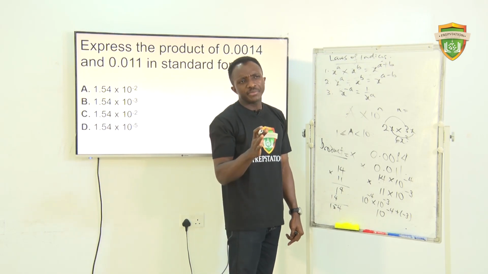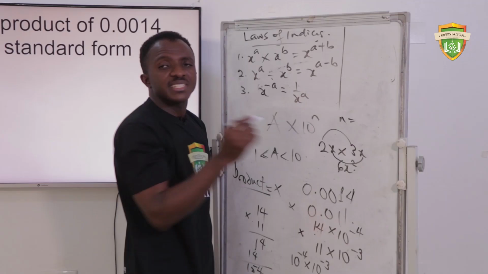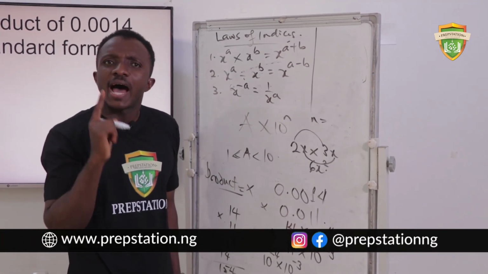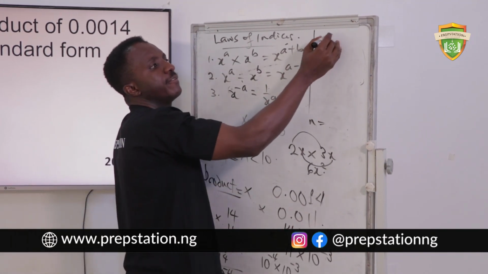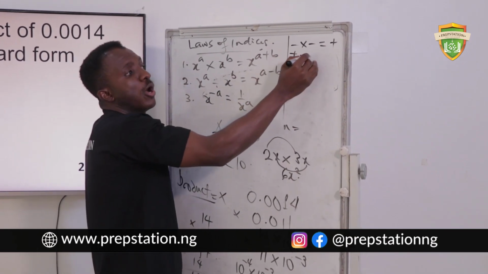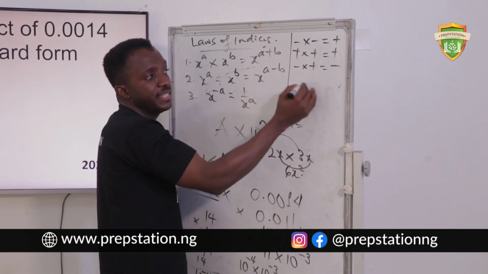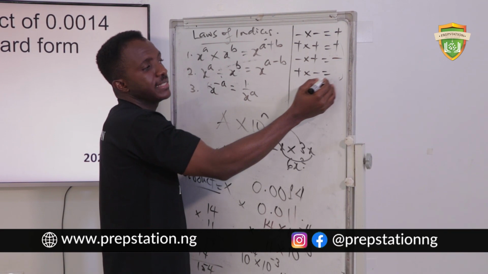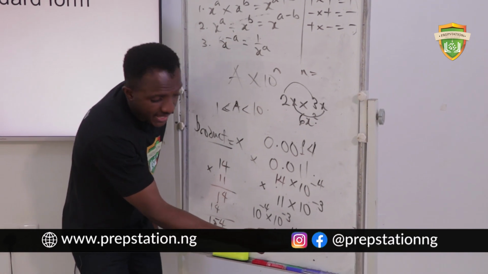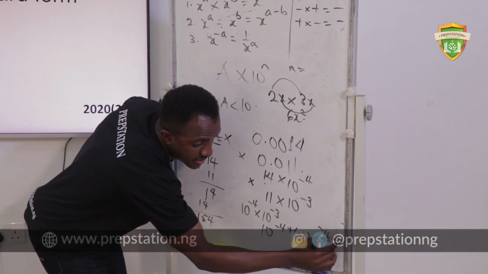If you still have a problem with minus times plus, plus times minus, let me give you a very short clue. When the signs are the same, the result is always positive. When the signs are different, the result is always negative. If you have minus times minus, same signs, it's positive. Plus times plus, same signs, is positive. Minus times plus, different signs, is negative. Plus times minus, different signs, is negative. So we have plus times minus, different signs, then the result is negative. So this will give us 10 raised to the power minus 4 minus 3.